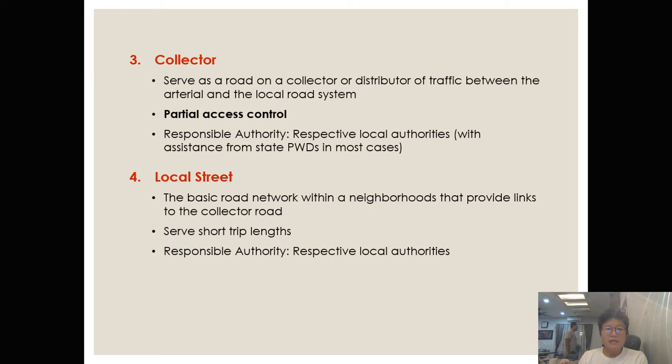Okay, then we have collector roads. As the name suggests, they are smaller roads that collect traffic to the arterial roads. So they serve as roads that collect or distribute traffic between the arterial and local road systems, with partial access control, and these are normally managed by the local authorities. The PWD usually, JKR, the Public Works Department. Okay, and finally the smallest category of urban roads is the local streets. These are the basic road network in a neighborhood, the roads in housing estates, short distance only. And who is responsible? The respective local authorities, the Municipal Council for example.